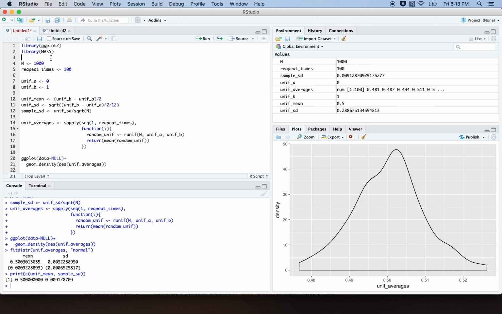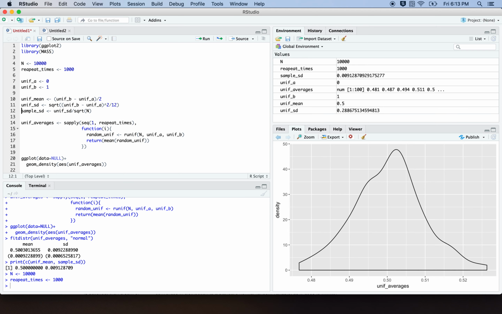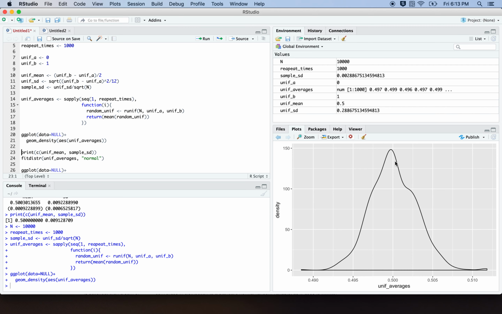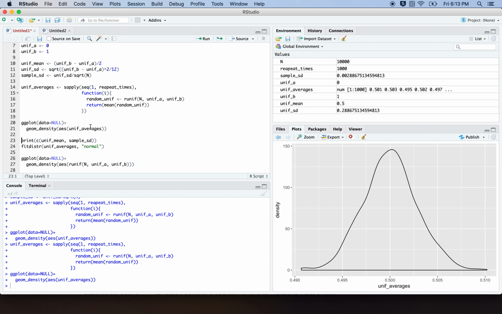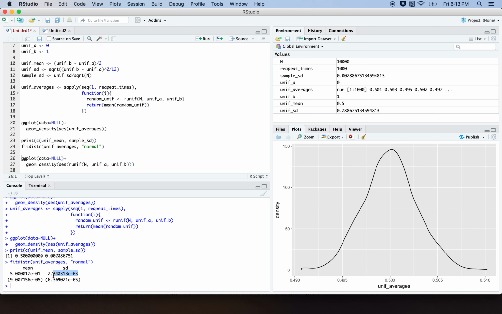So let me take a really large number this time. And I'll also increase the number of times I repeat this experiment to 1000. Yeah, so you can see the curve keeps getting closer and closer. If I repeat it one more time, yeah, so this is a very neat normal looking curve. And this is the mean and standard deviation that I expect to see, and what is it actually? They're almost the same. So the central limit theorem is actually true.